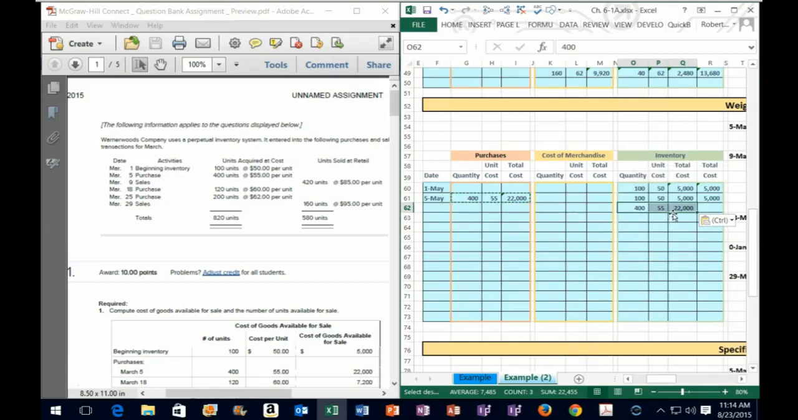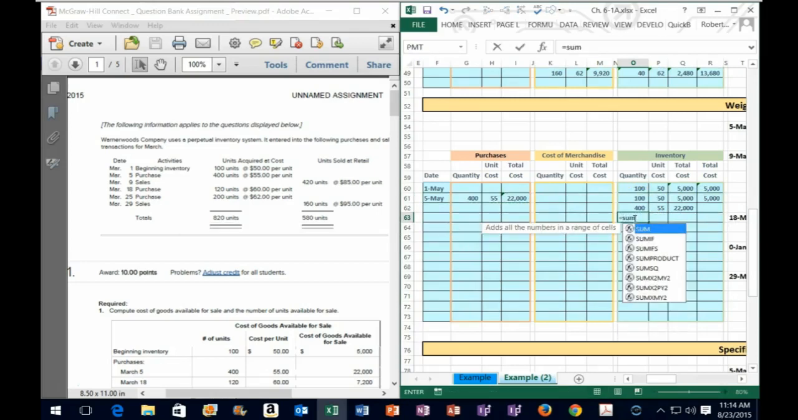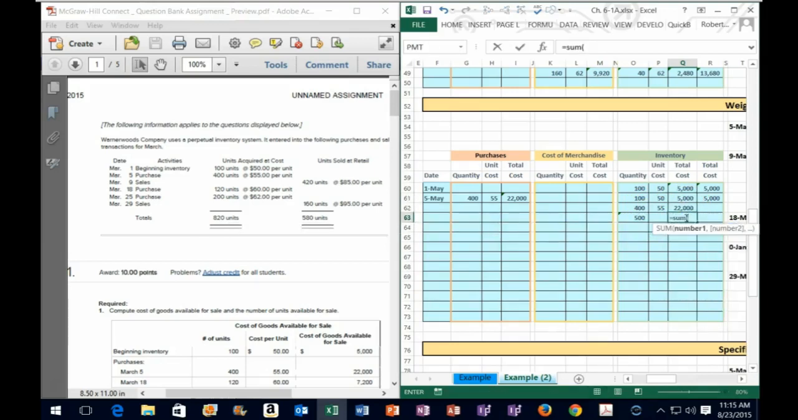Then I'm going to add up both the number of units which under this section as of this date, which is of course the 100 and the 400, which is 500. I'm going to use the equals sum function, double click on the sum function, highlight those two numbers, and enter to calculate that. Then I'm going to do the same for the total cost. Those are the total units. Here's the total cost, 5,000, 22,000. I'm going to sum those up, or add them up, of course. The 5, the 22, enter, adds up to be 27.